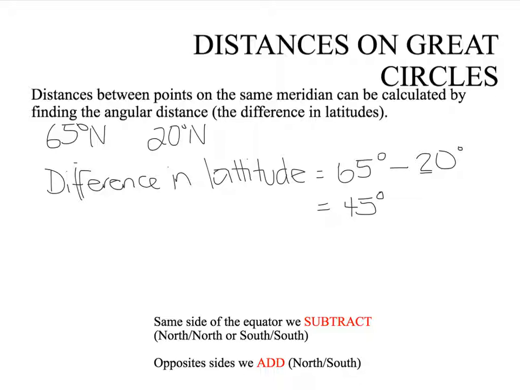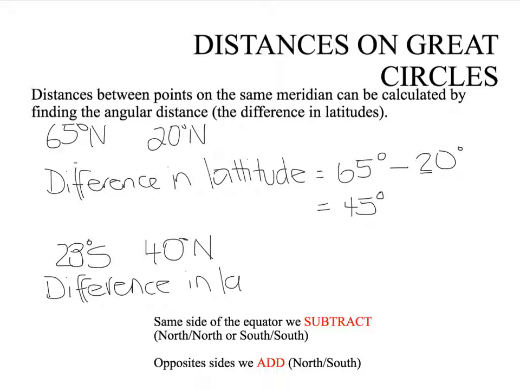Now if we had, say, 28 degrees south and 40 degrees north. Now this time, because we actually have them on different sides of the equator, we're going to add those to find the difference, which is a little bit counterintuitive, but that's what we're going to do. So we'll have 28 degrees plus 40 degrees. So that's going to give us 68 degrees. So 68 degrees would be our difference in latitude.